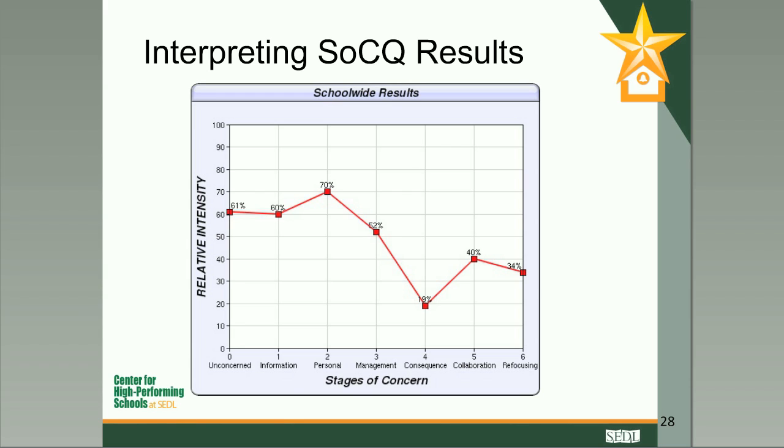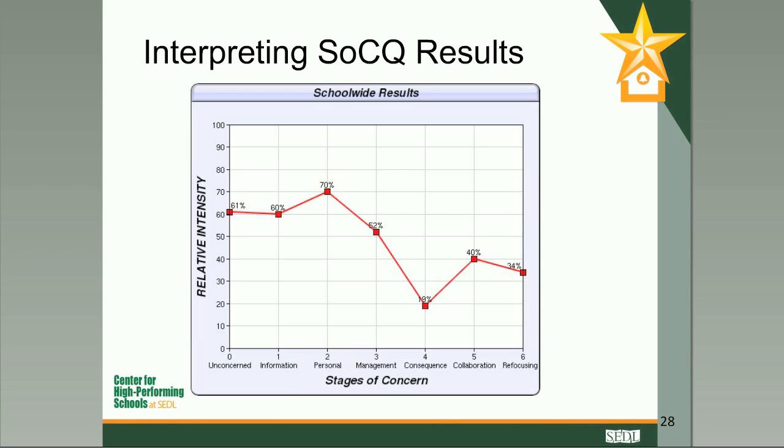One thing that's important to remember is what we're looking at here is relative intensity. So essentially, what is most important? So for example, in this group, you see, as Brian mentioned, that personal concerns are the most important. You also see that unconcerned and information is also relatively high. So we would probably think that the results from school-wide are probably from an innovation that's relatively new. As you can see that, again, there you go. Thank you, Brian. That the personal concern is the highest.